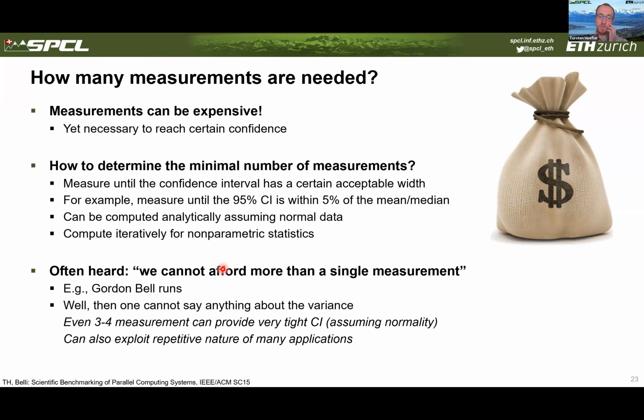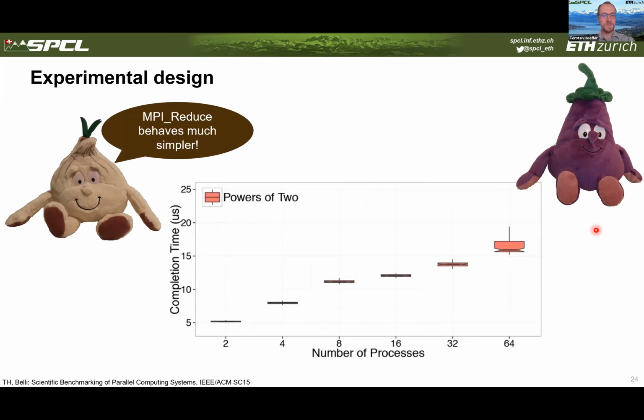But now the problem: what if you cannot afford more than a single measurement? I mentioned this with the Gordon Bell run. We cannot afford to rerun that experiment, which is actually problematic. However, many codes have a very repetitive nature. What we did for that particular run was look at the phases of the code, which were run many thousand times during the execution, and measure them individually and not just the whole code. Then we could gather statistics across the phases, and we found that the machine was actually very well behaved. So Summit is a very nice machine in that particular environment.